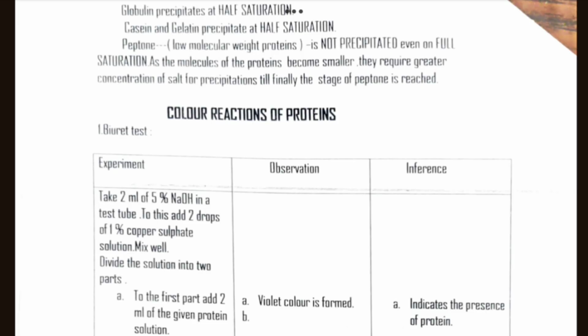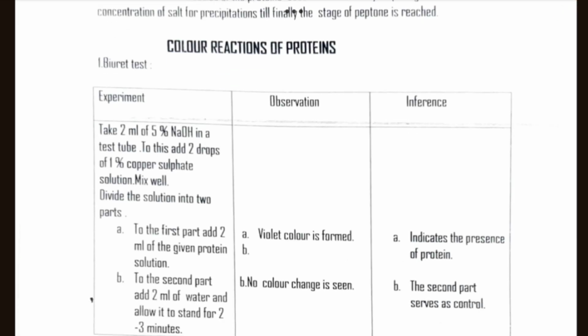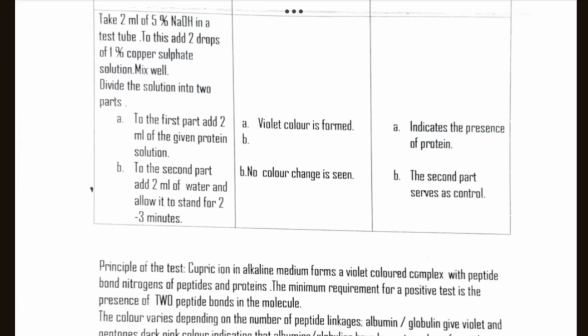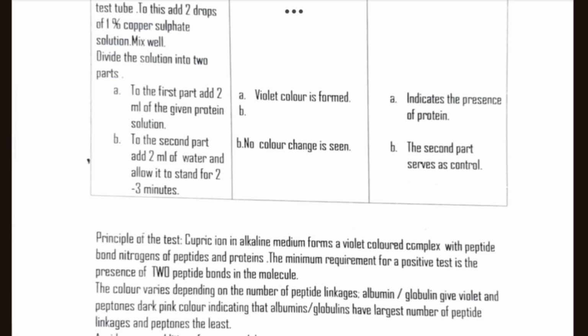This is the first test which you will be doing. Take 2 ml of 5% NaOH in a test tube and add 2 drops of 1% copper sulfate. You will make 2 parts of it. To the first part you will add 2 ml of the given protein solution. To the second part you will add 2 ml of water and leave it. In the first part, if a violet color is found, it indicates the presence of protein.